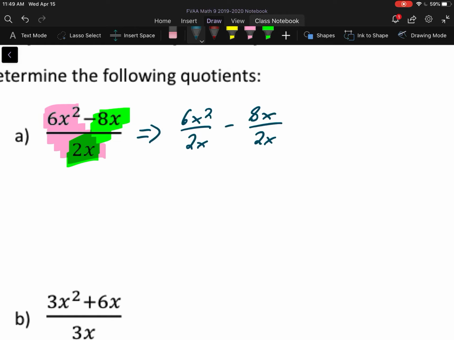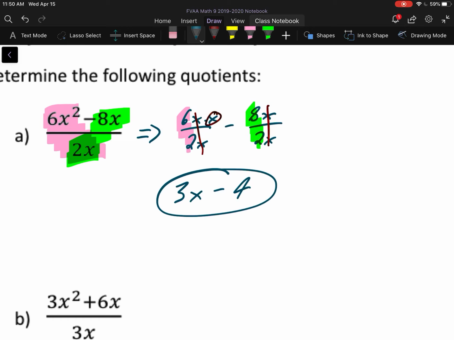Now I divide the monomials. 6 divided by 2 gives me 3. x squared divided by x gives me x. And then 8 divided by 2 gives me 4, and these x's cancel out. If you want to visualize that, x squared is really just x times x, and you're canceling out one of the x's on the top with the x on the bottom, and then you're just left with the x there. That's another way of visualizing that solution.